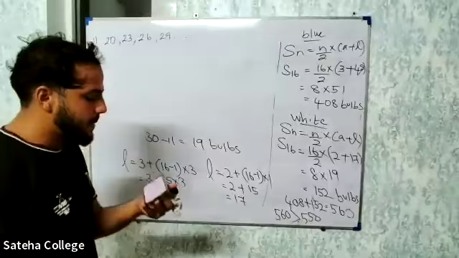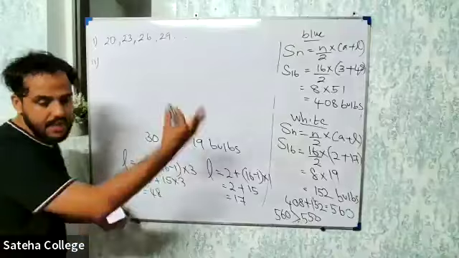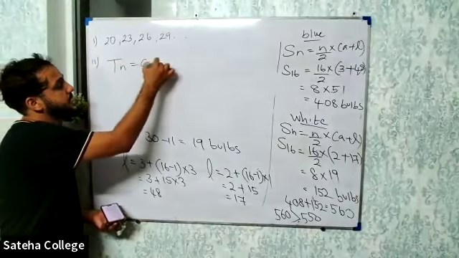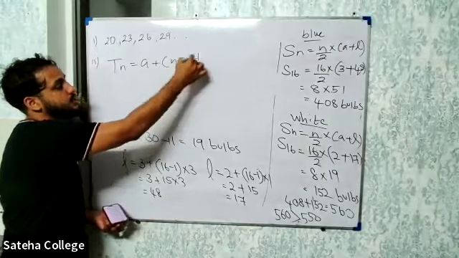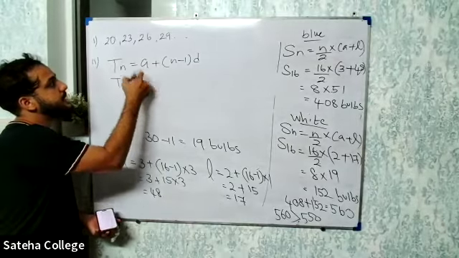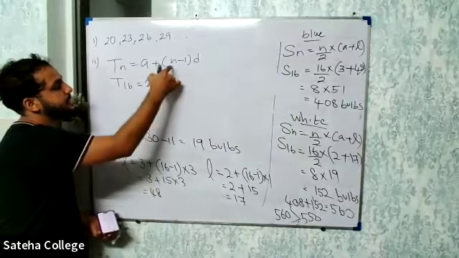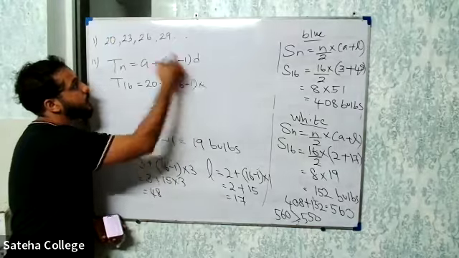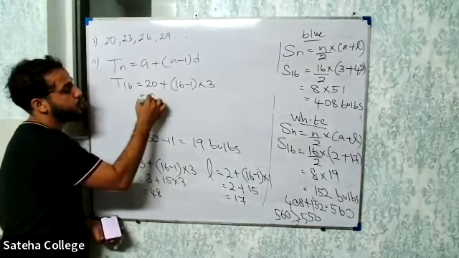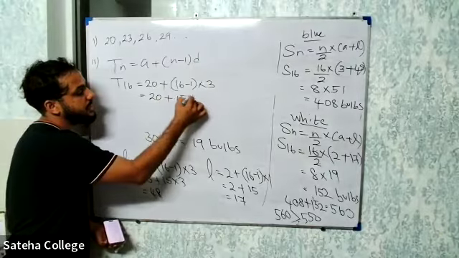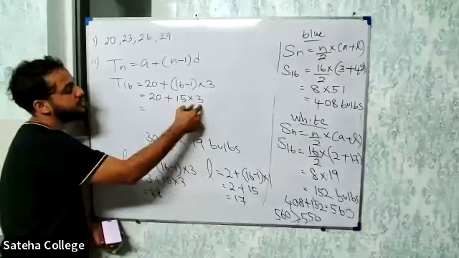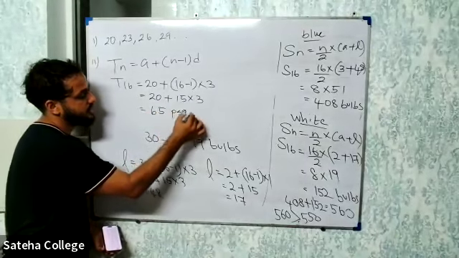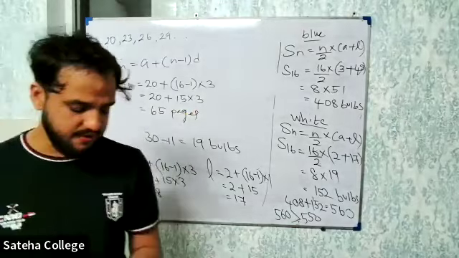Roman number 2. How many pages does Amala read on the 16th day? They ask you the value of the 16th term, T16. Then you can write first of all the equation Tn is equal to A plus n minus 1 into D. T16 is equal to the first term 20 plus n minus 1, we are finding the 16th term, 16 minus 1. Common difference is equal to 3. So 20, 16 minus 1 is 15, 15 into 3 is 45, 45 plus 20, that is 65 pages. So on the 16th day, she's reading 65 pages.